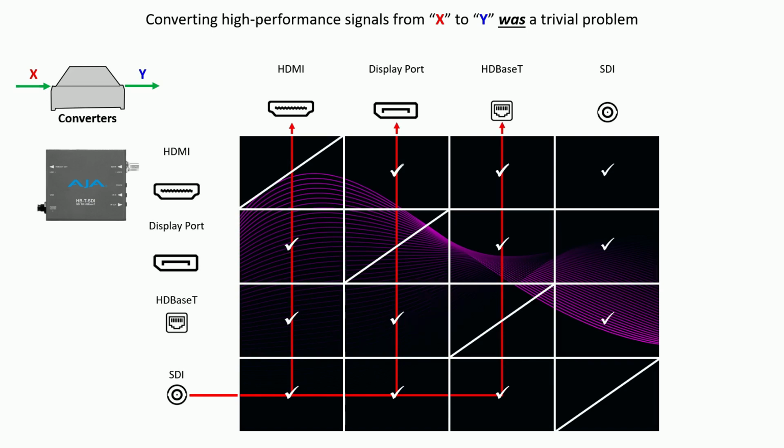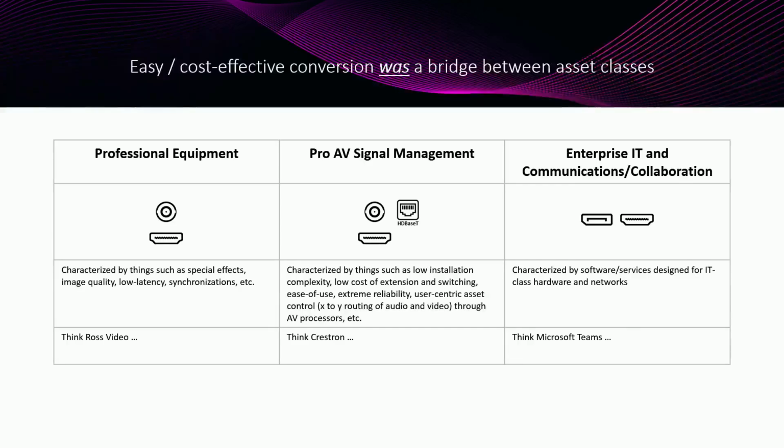We've been able to mix assets like studio equipment and production equipment with AV routing and signal management equipment and PC equipment without a great deal of difficulty. So we're going to look at these three asset buckets. In professional equipment, it was pretty typical to find a lot of SDI. Think of your presentation switchers and vision mixers and professional cameras and this type of stuff.